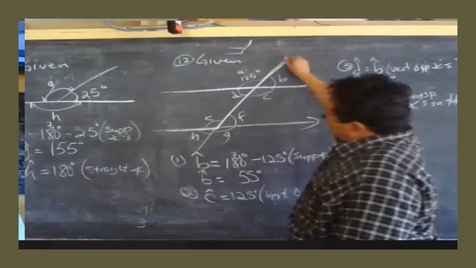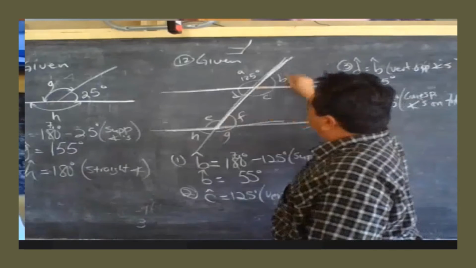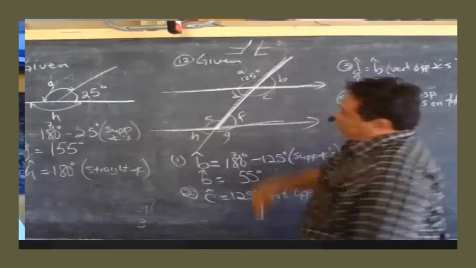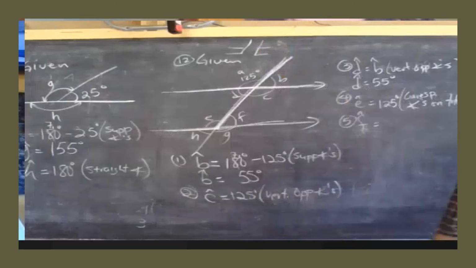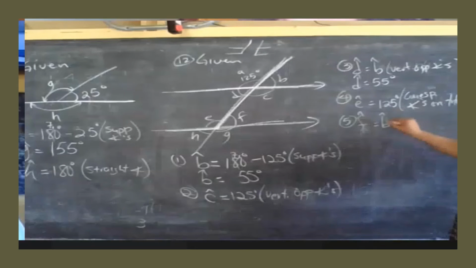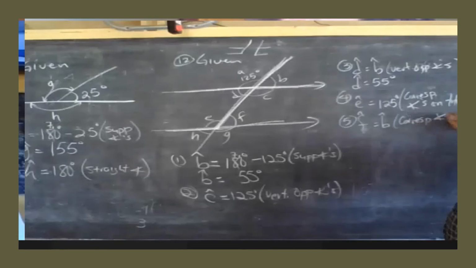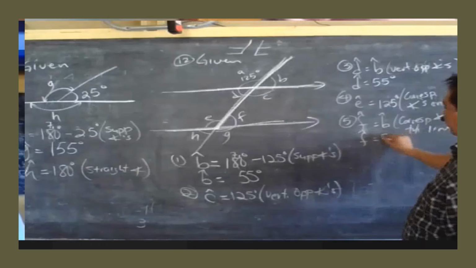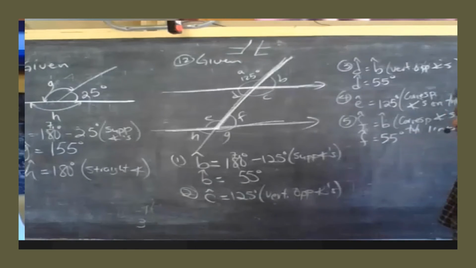Then F, on the other side of the transversal, produces that shape, an upside down F. So that means that F is the same value as B, corresponding angles on parallel lines. So F is 55 degrees.